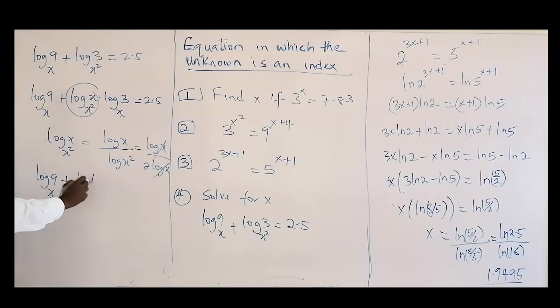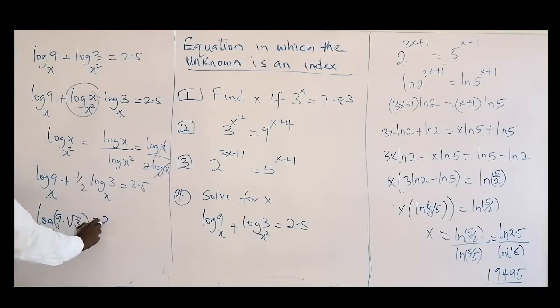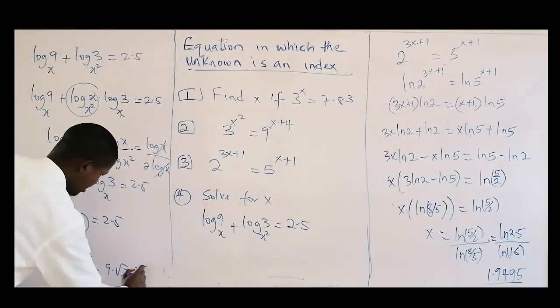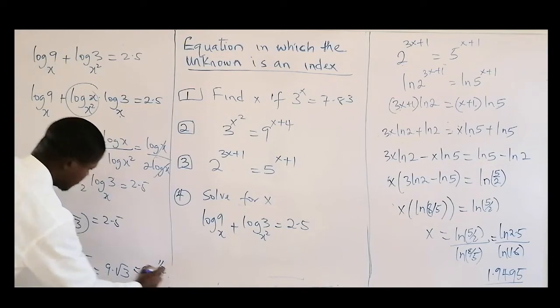You can put it there: half log 3 base x equals 2.5. So you can see the bases are now the same. We now have a common logarithm base x, and that will be 9 times root 3, closing the bracket, addition changed to multiplication, equal to 2.5. And finally, you now have x to the power 2.5 equal to 9 times root 3, which is equal to 9 times 3 to the power half.